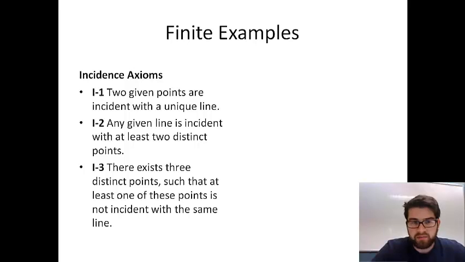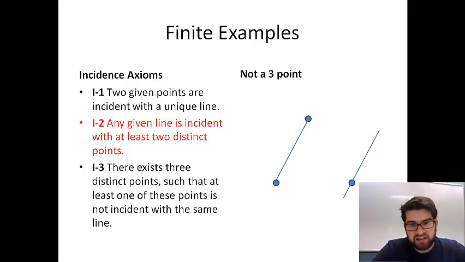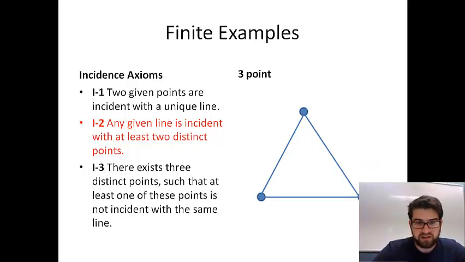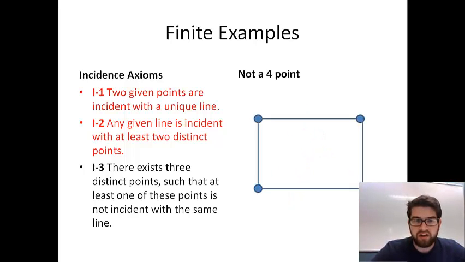Some finite examples. This is a non-example. It's a 3-point universe, and it violates the second rule. It also violates the first one, but I'm going to point out the second one, that every line needs 2 points on it. We have this model here with 3 points, but this line only has 1 point on it, so this is not going to work. To complete it, you make a triangle, and that fulfills all the axioms. This is the smallest incidence universe that we can come up with.